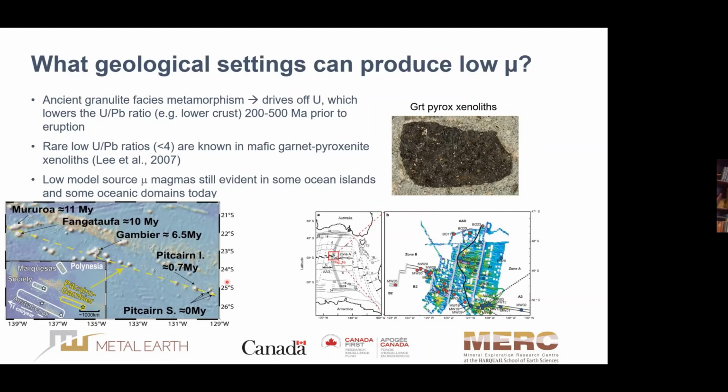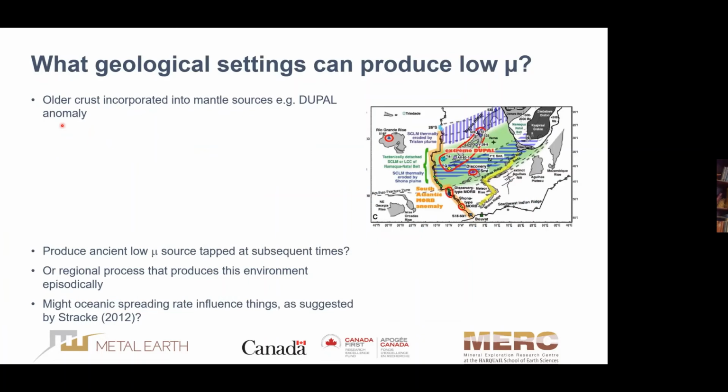We can incorporate older crust into mantle sources by a variety of processes. The best known of that in the modern sense is the Dupal anomaly, and just illustrating for one part in the South Atlantic. But ultimately, one needs to decide whether one produces a low mu source far back in time and then taps it at subsequent times, or is there a regional process that produces the same type of environment episodically and allows one to tap it?